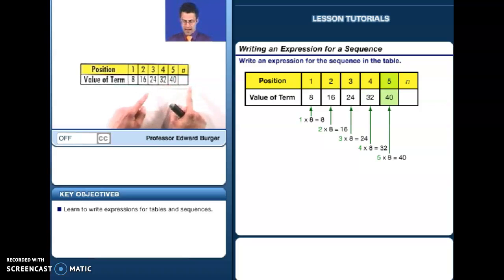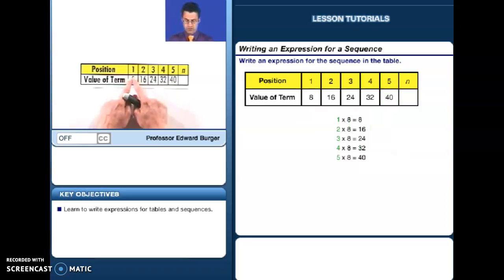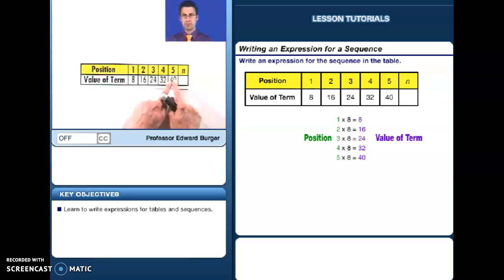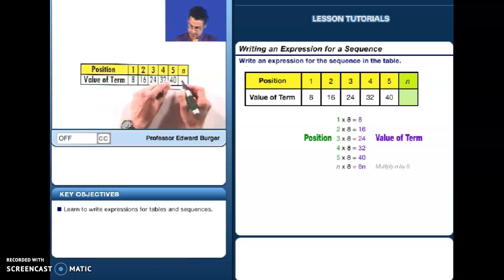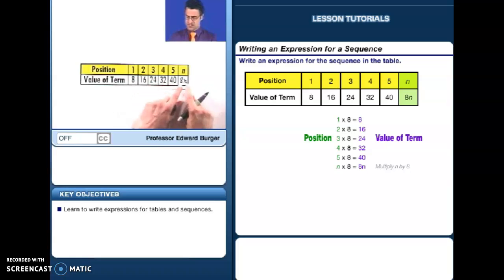So what's the pattern? It's the position multiplied by 8. So if the position is n, what do I do? To get the value, I multiply by 8. Or in this case, I'd write it as 8 times n. And so I'd see 8n. So there's the general expression that captures this pattern.